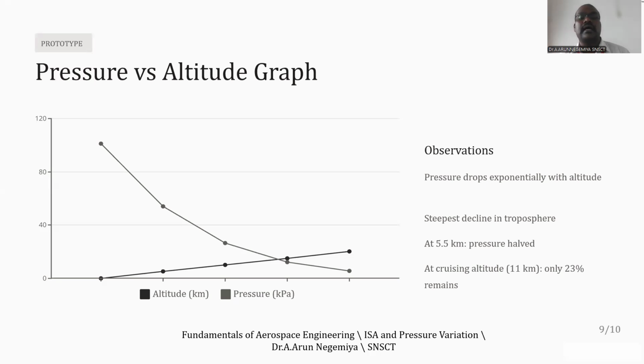Here the black color indicates altitude, and the ash color indicates pressure. Pressure drops exponentially with the altitude.